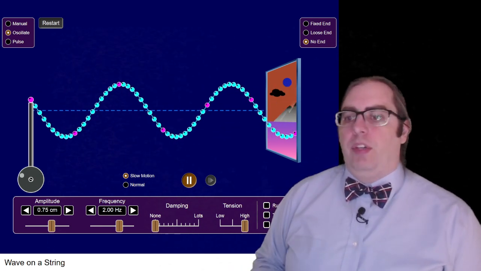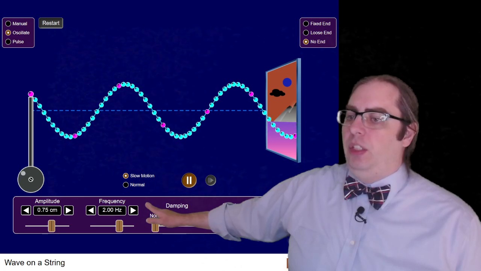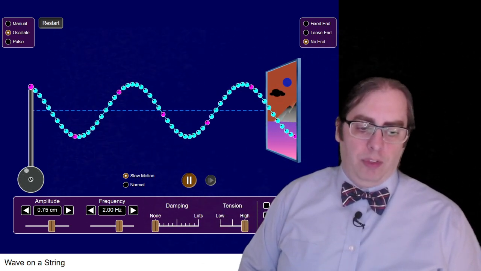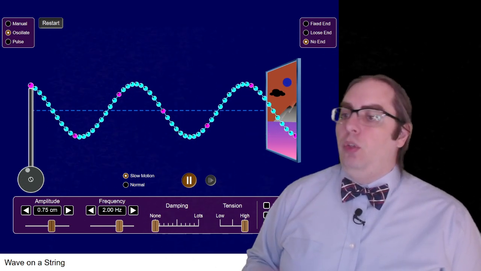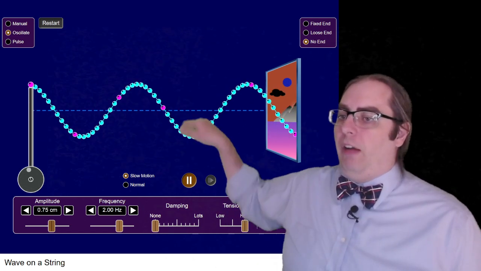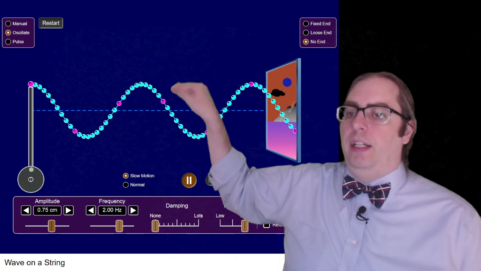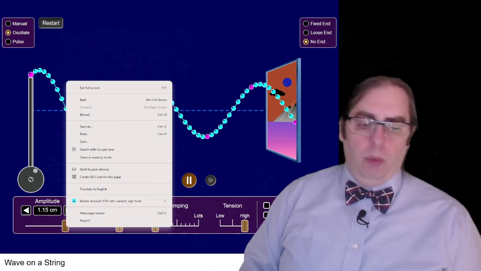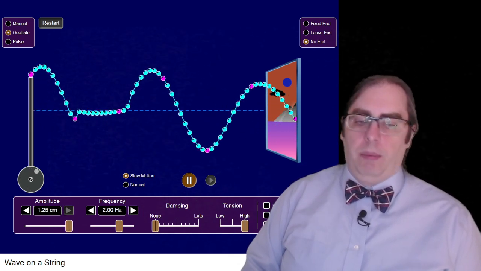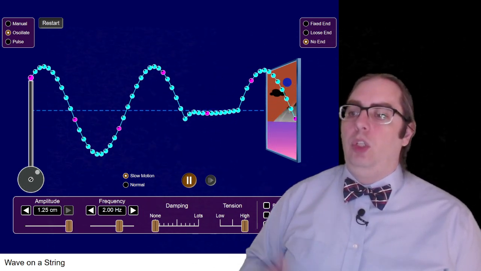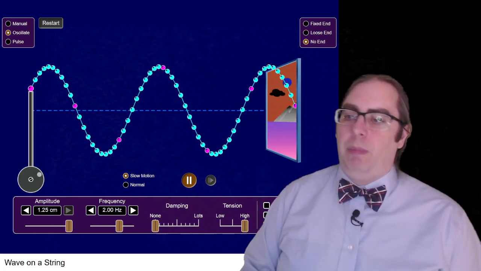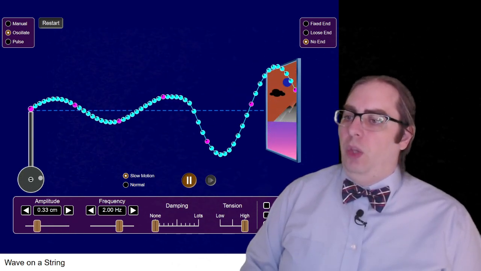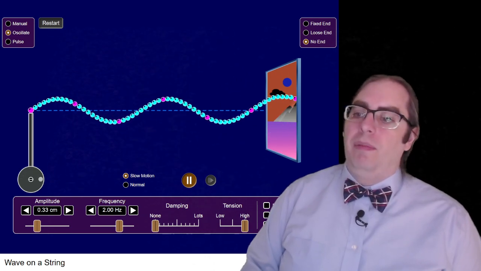A little bit of vocabulary here in this simulation. I have two controls over here for amplitude and frequency. The amplitude of a wave refers to how far away from the center line the peaks fall. So if I crank up the amplitude, you can see that the waves get to be a lot taller. And if I bring down the amplitude, the waves become quite small.